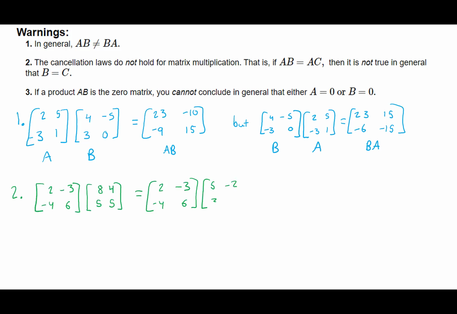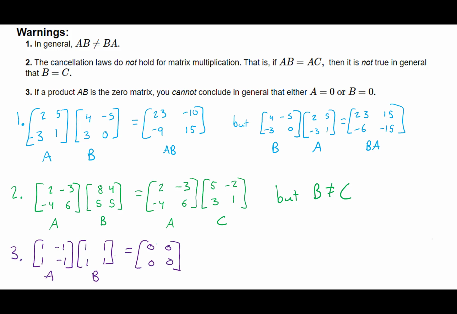Warning number 2. If A times B is equal to A times C, right, so there's an example where B and C are different, but A is the same. Even though A times B gives you some matrix that's also equal to A times C, and you can compute what those are, we see here that B and C are not the same. So you can't just cancel the A's because B is not equal to C. So that is an example of warning number 2.